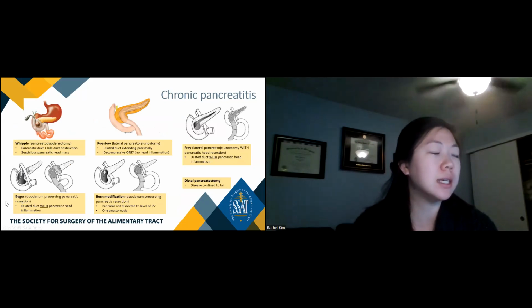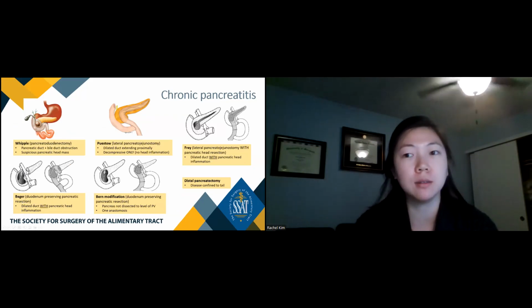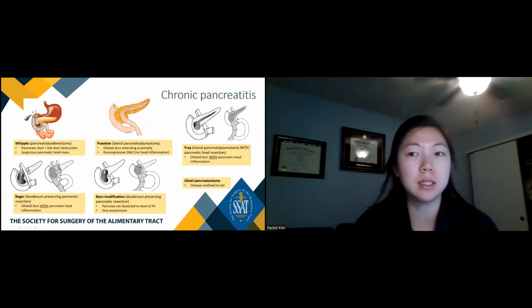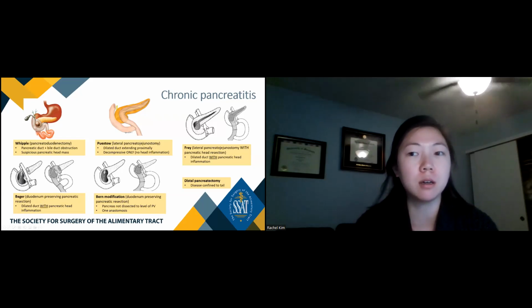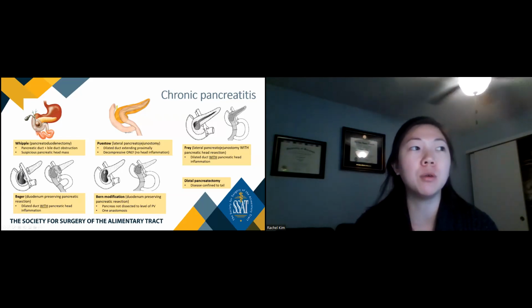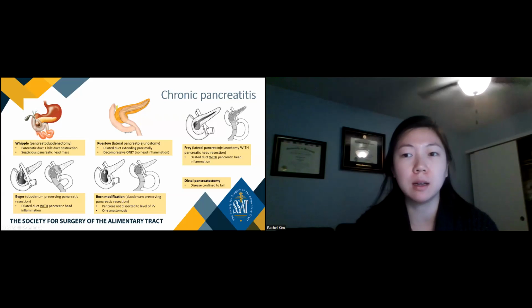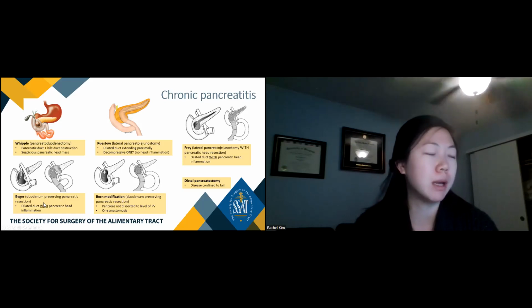And then also importantly, it's not a decompressive procedure for the entirety of the pancreatic duct, and that is the main difference between the Beger and the Frey procedure. So the Frey procedure also has a pancreatic head resection, but it also is a lateral pancreaticojejunostomy. So it's almost like a combination of the Beger and the Puestow. So if you have a dilated duct all the way down to the distal duct, but you also have pancreatic head disease, then a Frey is what you probably should do, as long as you're not suspecting any malignancy. If you really just have proximal pancreatic head disease, then a Beger might be more appropriate.